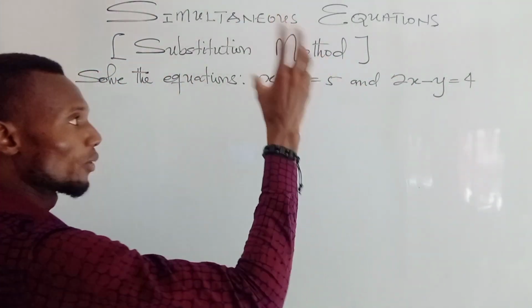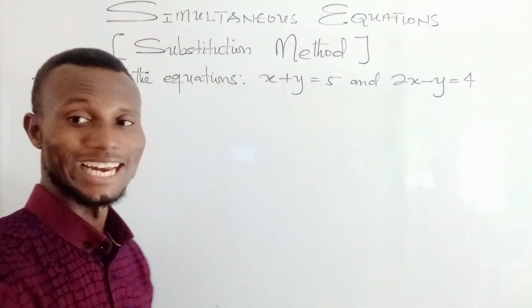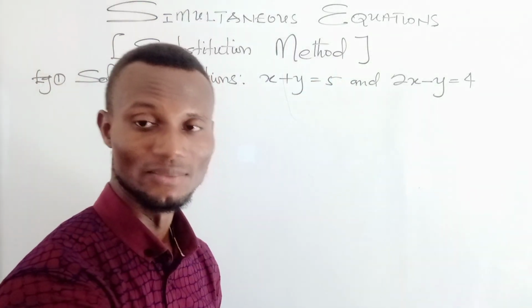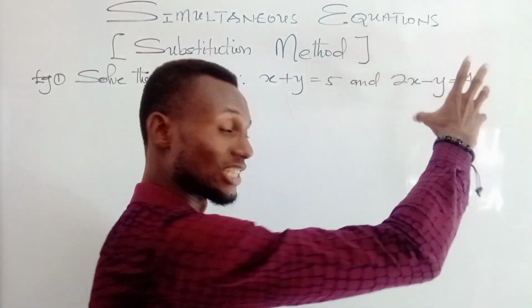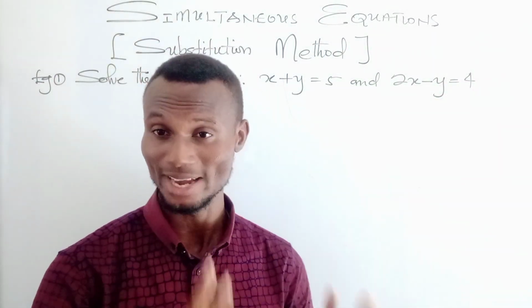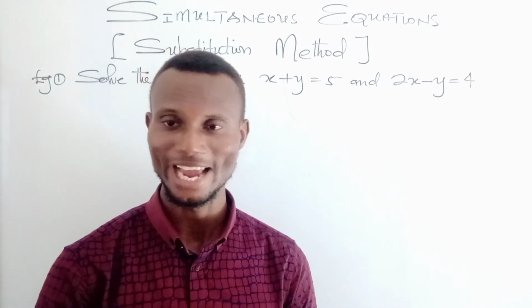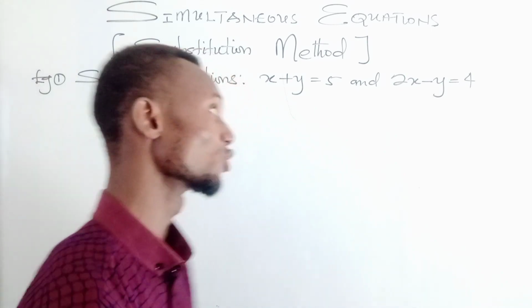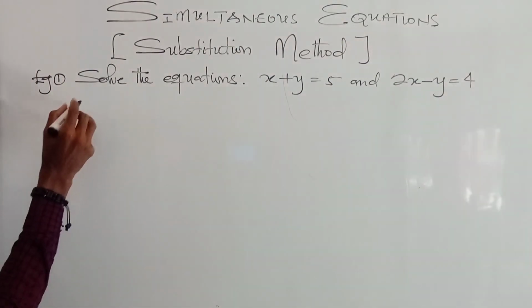We are going to pick the first equation and label it as equation 1. And we are going to pick the second equation and label it as equation 2. So that's the first step. I hope you agree and you understand up to this point. So let's go ahead and solve it together.